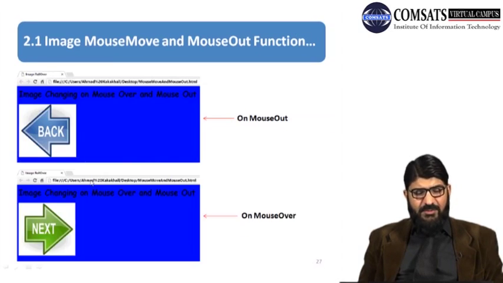Let's see the output. When an image is changing on mouse over and mouse out, the image rollover is given. On mouse out, it is changing to image 7, that is this one, black arrow with gray and white background. And when we are pressing on mouse over, it is reverting back to its previous state, that is the next button with green and white background. So this is the output for image mouse move and mouse out function.